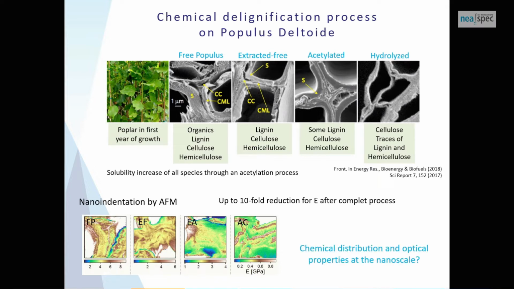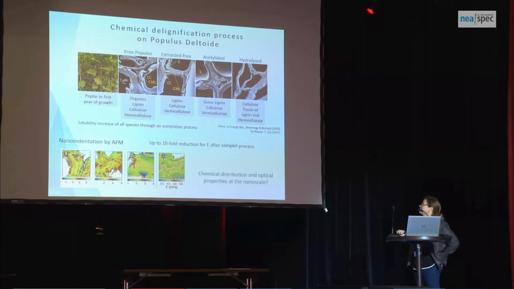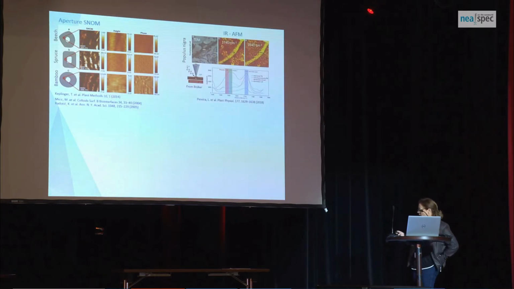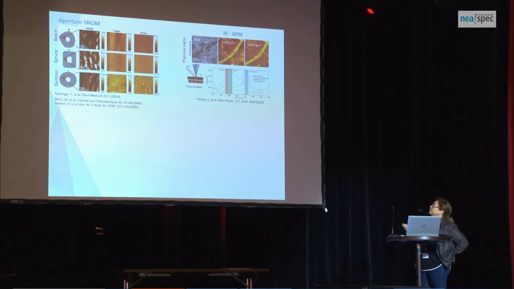Now, the question is, can we correlate this nanomechanical data to chemical distribution and optical property at the nanoscale? Well, if you go to the literature, because of course you think of near-field optical microscopy when you want to do this type of study, we found out some work on aperture s-SNOM, in the work of Keplinger, they could actually distinguish some shape of the cells. But if you look at the AFM images, you don't see much.